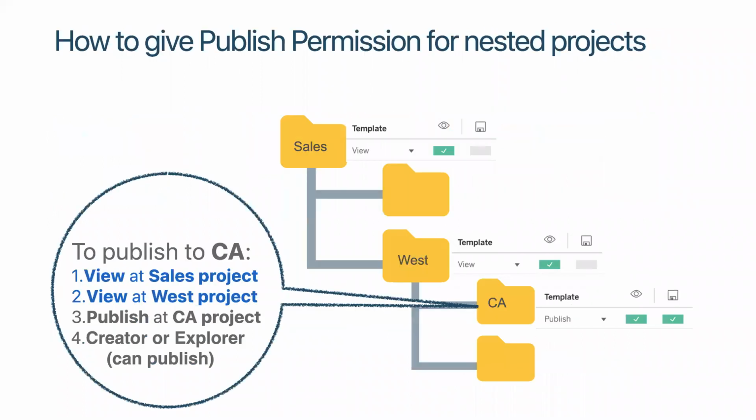One note about setting publisher permission with the locking permission is that it's a little bit complex, so it's important to be aware. In other words, they cannot publish. For a user to publish to a subproject, this user needs to have view permission on all the parent projects. For example, to publish to a CA project, this user needs to have view permission on the Sales top level and also on the West second level. That is the permission you have to give.